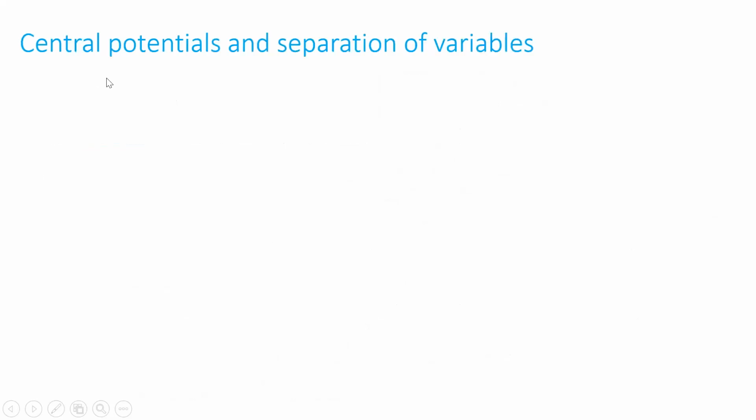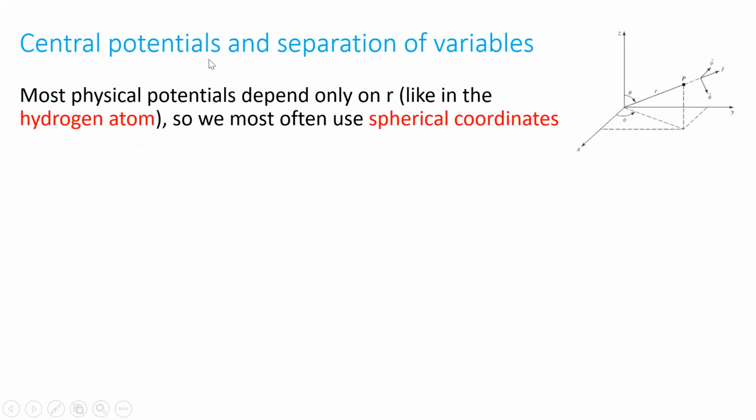Okay, so central potentials and separation of variables. Again, most physical potentials of interest depend only on r, like in the hydrogen atom, because if we have a proton and an electron, the potential energy between them only depends on the distance between them, r. I don't mean the vector r, I mean the distance r. So the potential energy only depends on how far away the electron is from the proton at the nucleus of the hydrogen atom.